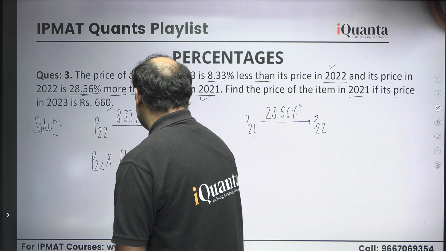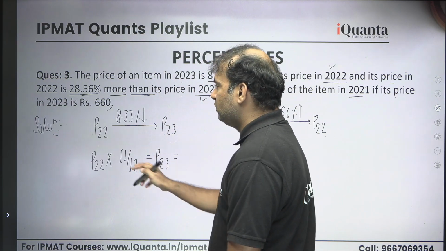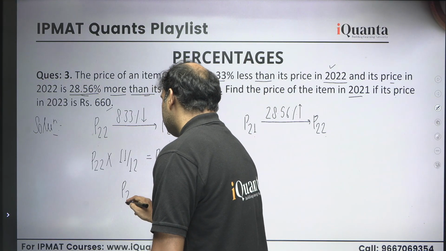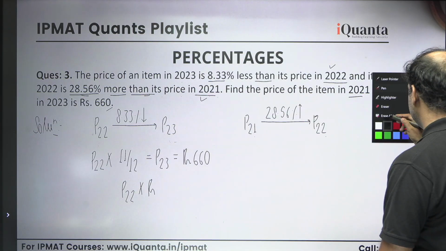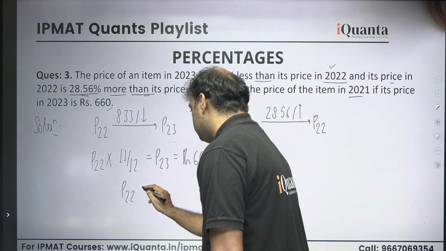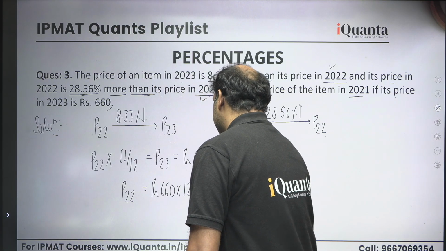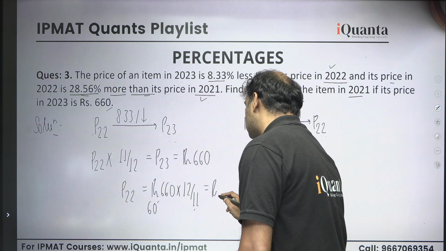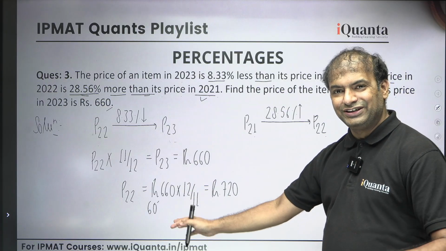So price in 2022 into 11 by 12 should be price in 2023, and that price we know, right? We know the price, 660. That's good. Now the price of the item in 2022 has to be rupees 660 into the cross multiplication, 12 by 11. All right, rupees 660 into 12 by 11, right? Now 660 by 11 has to be 60, and 60 into 12 has to be 720.